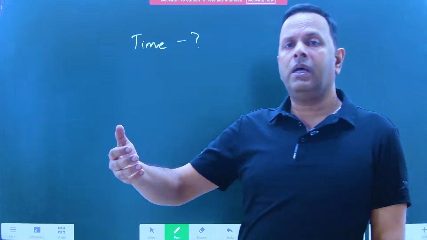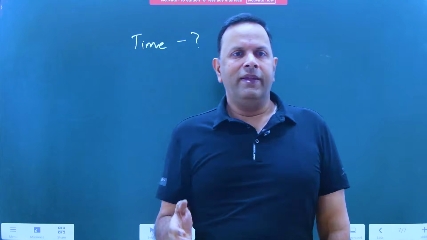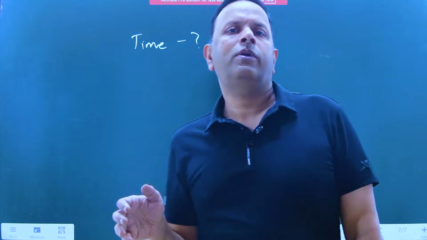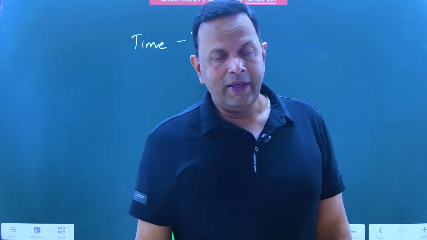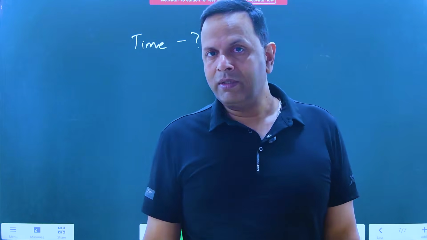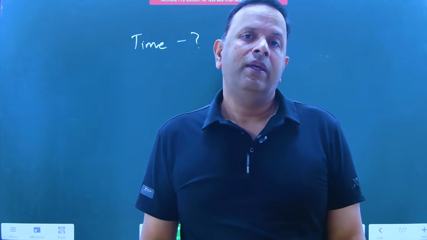So when Einstein was asked, okay, you have done so much on time, what is time? How will you define time? Einstein said, time is what the clock shows. जो घड़ी दिखा रही है वो टाइम है, वो वक्त है. And indirectly Einstein was also saying the same thing.